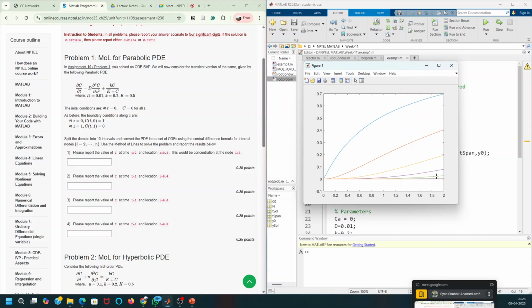Each plot is for a particular location. So this is varying with respect to time. This is for z is equals to 0.1, and this is for z is equals to 0.2. So at z is equals to 0.2, at t is equals to the concentration here is the value which we are getting at the end point, which is 1.98.